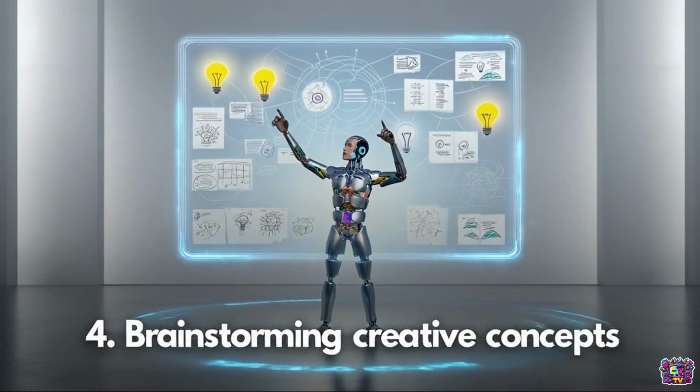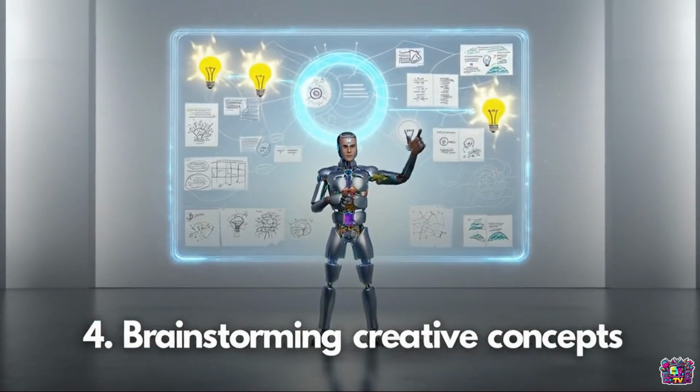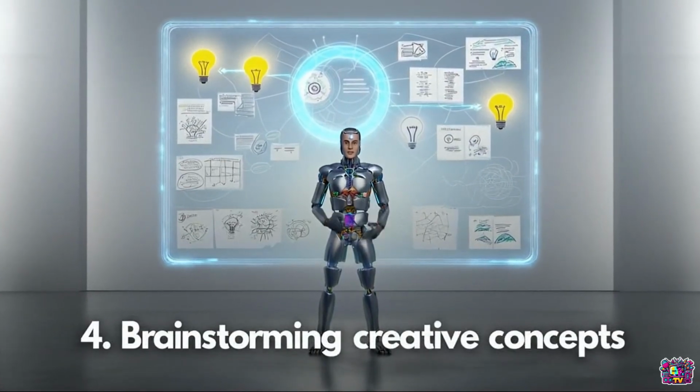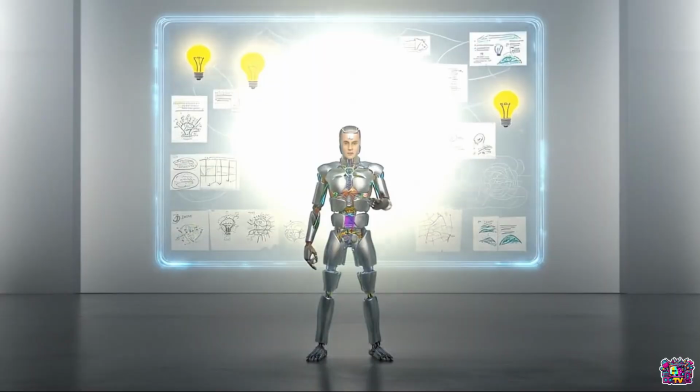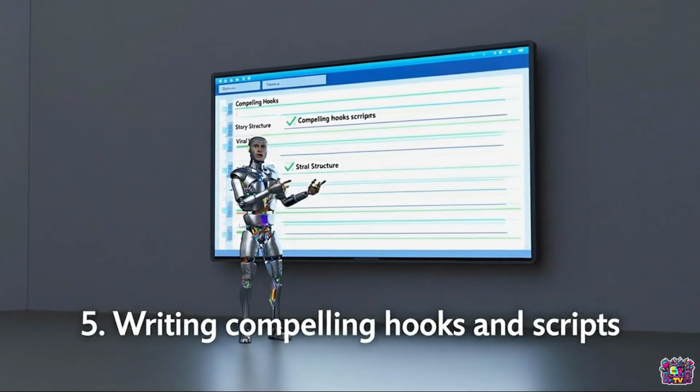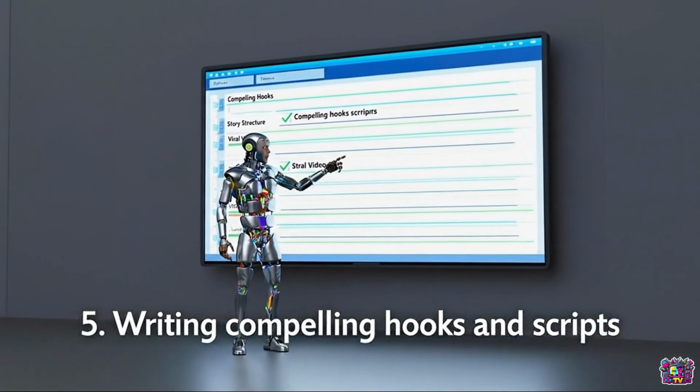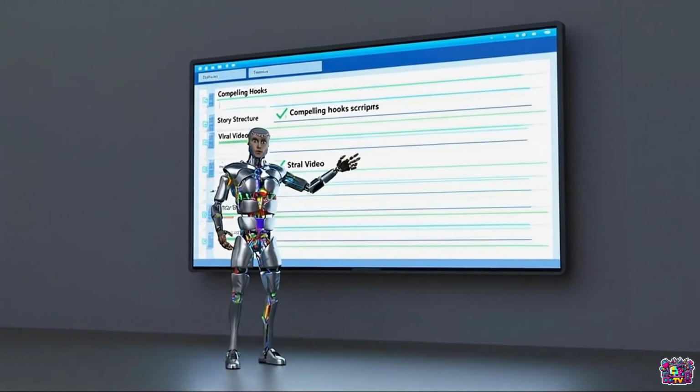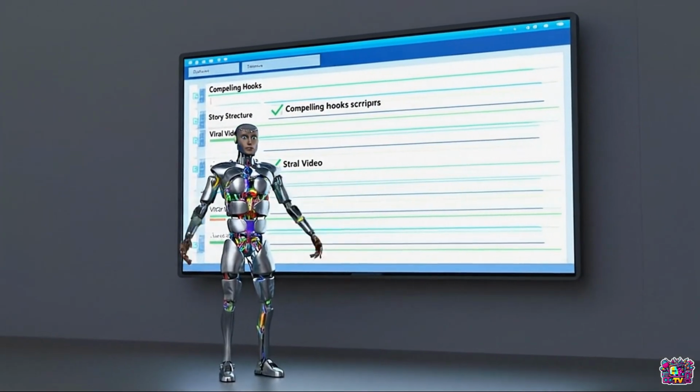Alright, let's dive into step 4, brainstorming. We use these visualization techniques to rapidly map out creative concepts. Welcome back. Today we are diving into writing compelling hooks and scripts. We'll cover hooks, story structure, and how to maximize your viral potential.